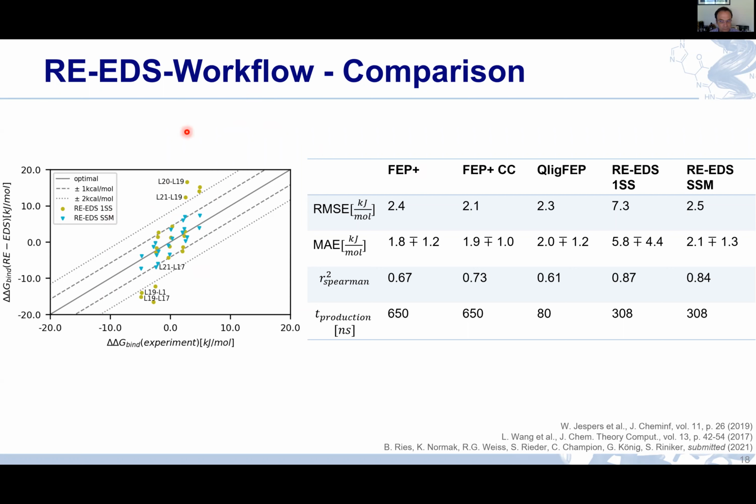And now we can also compare, of course, our results to the results by Wang and also by Jespers, who has the QLIC-FAB approach. And both papers are, of course, published. Here, the accuracy in comparison to our RE-EDS approach, if we're not talking about the 1SS approach, because here we have, of course, due to our outliers, a not very nice accuracy, but I would argue that the accuracy of our SSM approach is comparable with FEP Plus and QLIC-FAB.